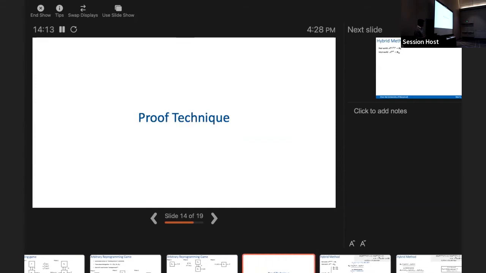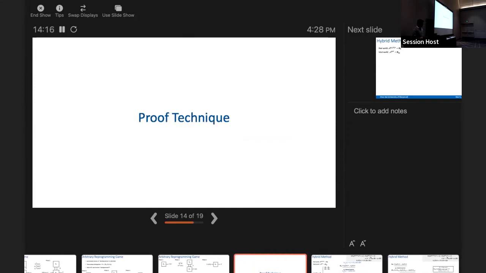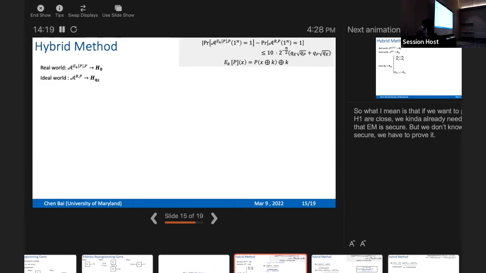I want to talk about the proof. So yeah, as we have seen in theorem 1, the goal of the theorem is just to prove the real world is close. Between the first and the last hybrid by making slight changes hybrid by hybrid.